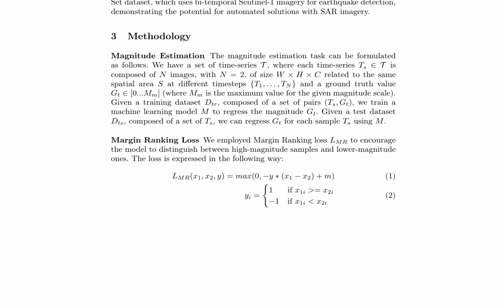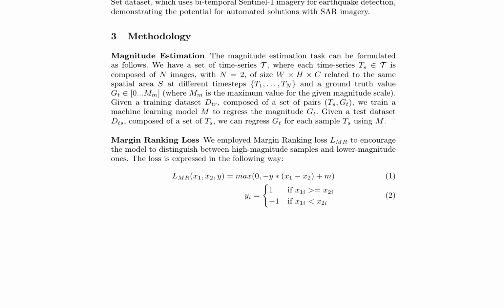The model is trained using a margin ranking loss function, which encourages the model to distinguish between high magnitude samples and lower magnitude ones. The margin ranking loss is expressed as L_MR(x1, x2, y) = max(0, y(x1 - x2) + m), where y is defined as 1 if x1i is greater than or equal to x2i and -1 if x1i is less than x2i. This approach enables the development of automated systems for earthquake analysis, leveraging the strengths of SAR imagery and machine learning techniques.